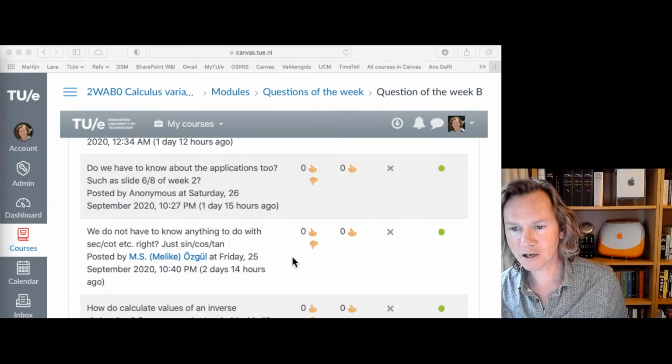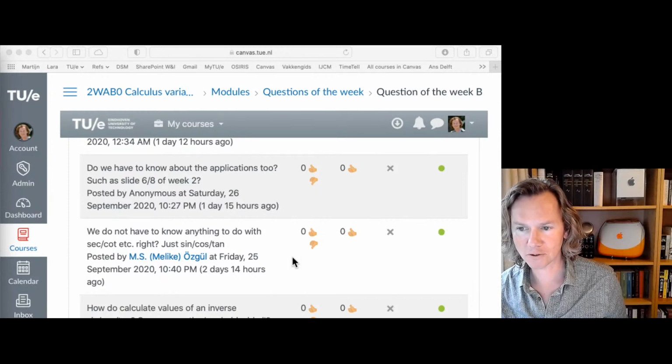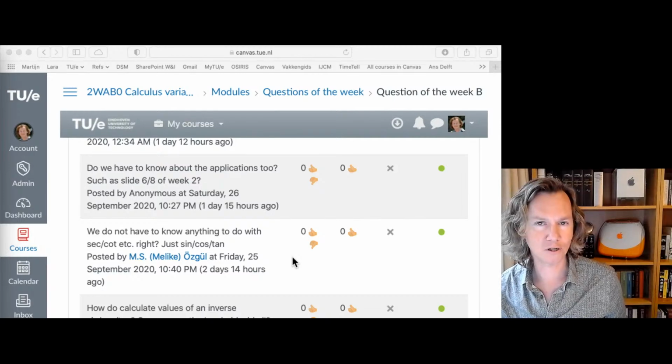So you do not have to know the secant, cotangent, etc. Just sine, cosine, and tangent functions. We won't be using the other ones.